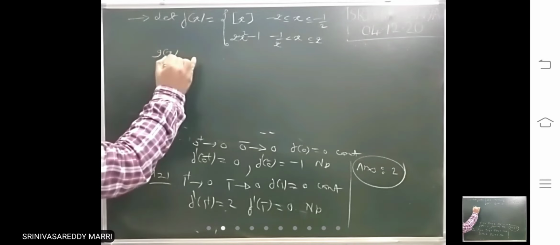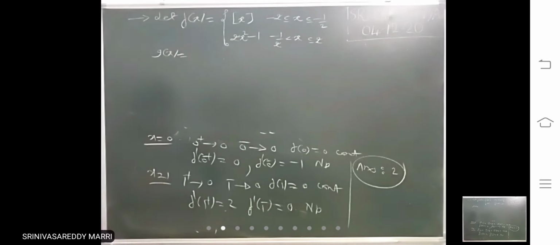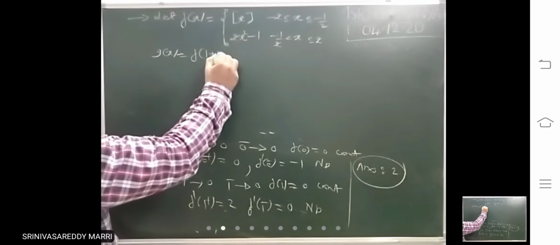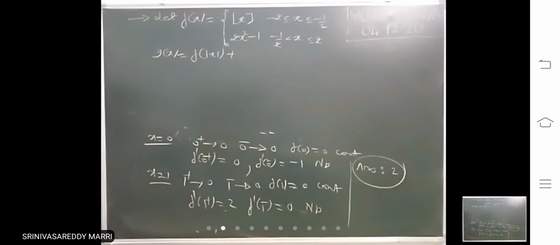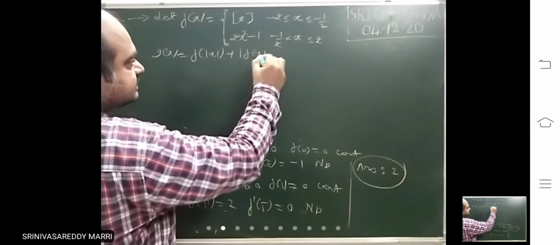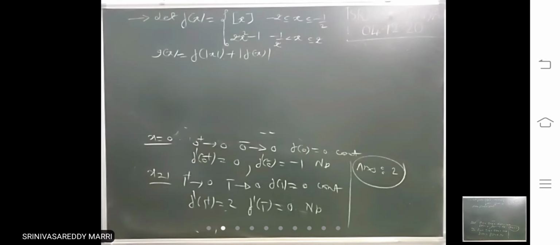So g of x is defined like this. G of x is defined as f of modulus x plus modulus f of x.